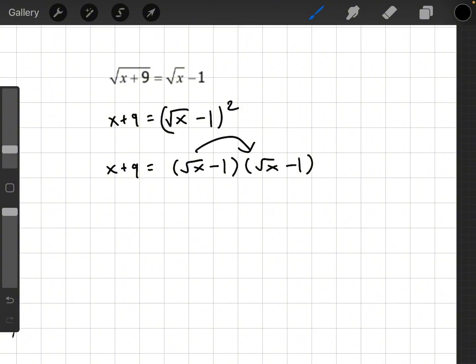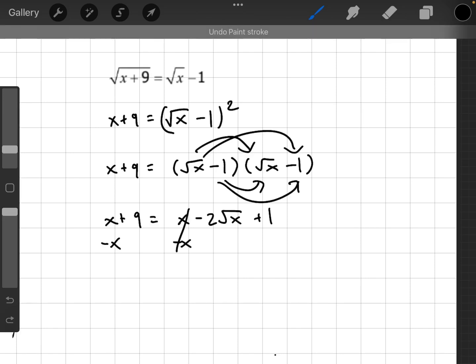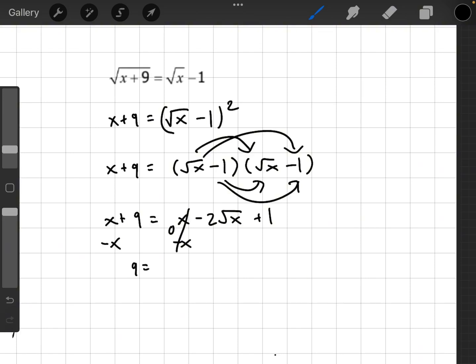Again, doing the FOIL, we can simplify that equation to x minus 2 square root of x plus 1. We can rearrange this equation. So we'll take the x and subtract it on both sides. X minus x equals 0. So we have 8 plus x equals negative 2 square root of x plus 1.